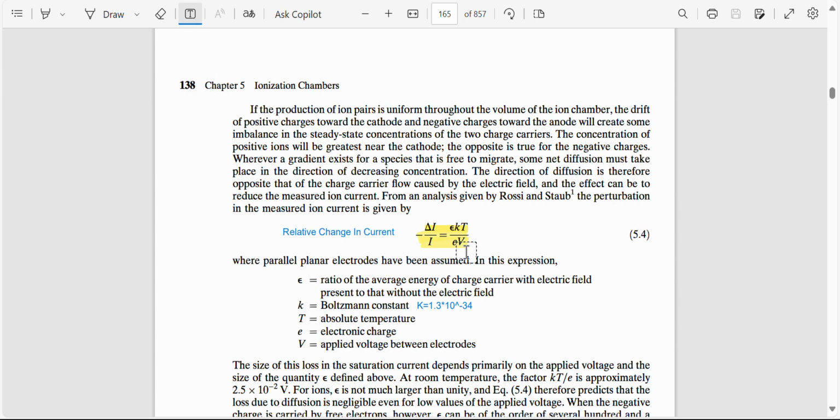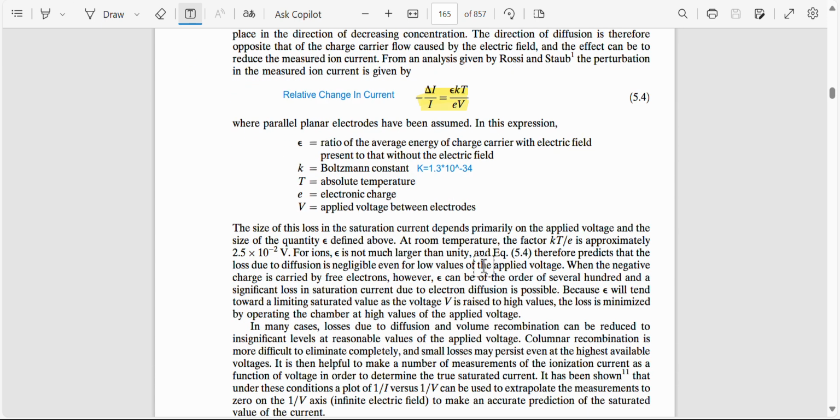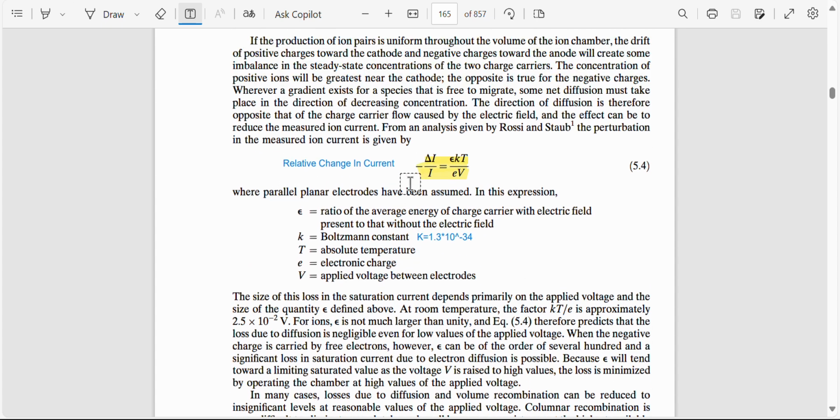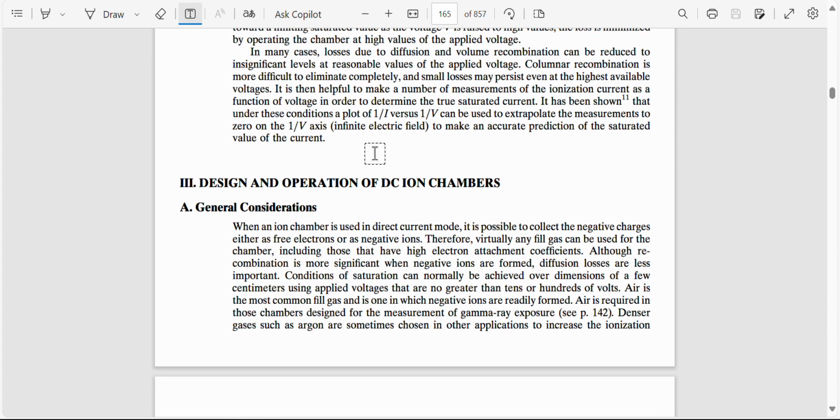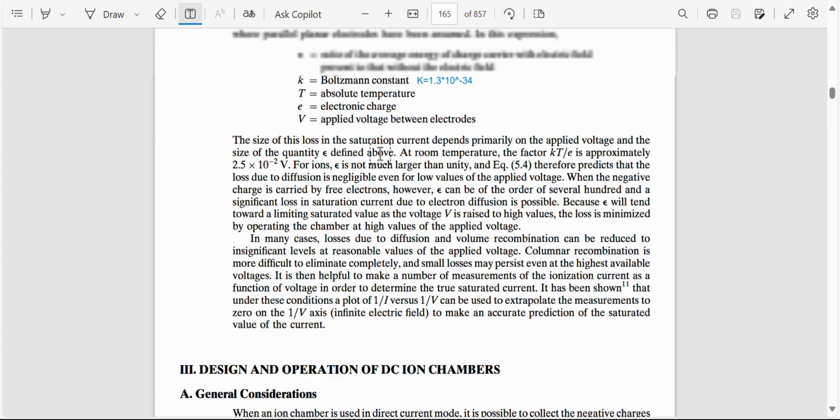For E, you know the electron charge is 1.6 × 10^-19, and the voltage V is also mentioned in the problem, which I told you is 1 volt. After solving that, you will get your answer for the relative change in current, which equals 6.4 × 10^-4. So this is how you can solve problems related to the relative change in current. Now let's move on to the next topic.